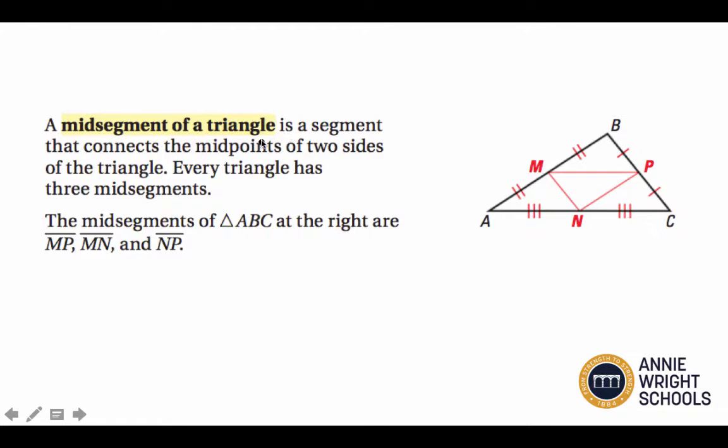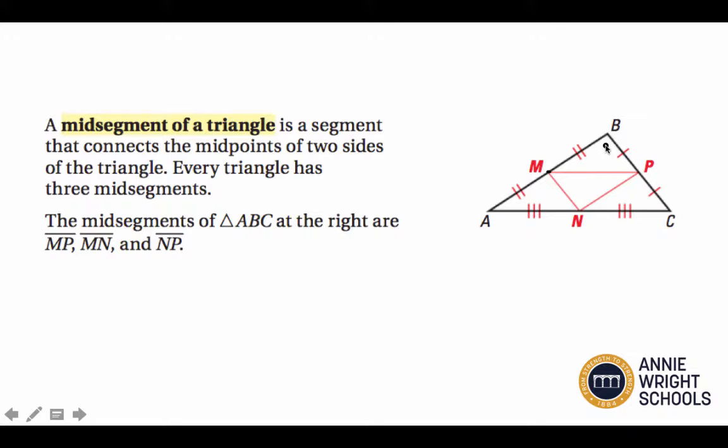And a mid-segment of a triangle connects two midpoints of two sides. So like take M, which is the midpoint of AB, and P, which is the midpoint of BC. And if you connect those two with MP, that's a mid-segment. N is the midpoint of AC. And so we create these triangles, and we get some interesting properties about mid-segments.